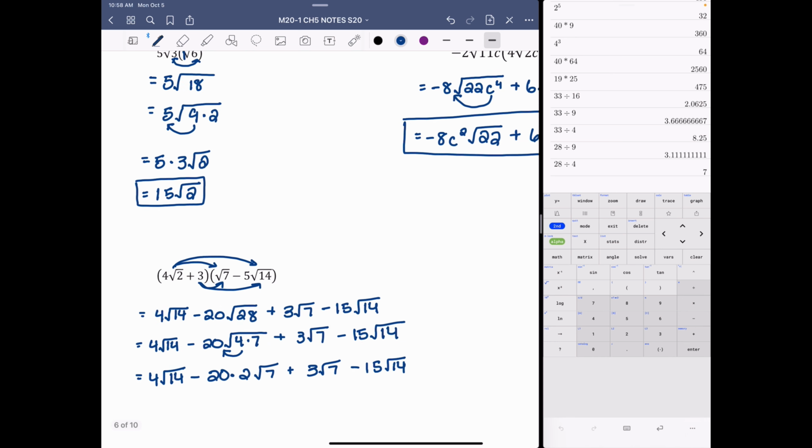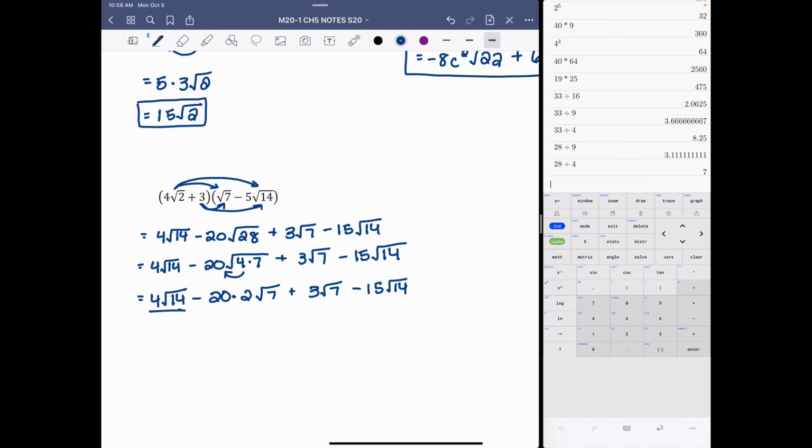Then we can combine our like terms. I have root 14, and then I have root 7, root 7. Root 14 minus 15 root 14 is negative 14 root 14. And then I have negative 5 times 2 is negative 10 root 7 plus 3. So negative 10 plus 3 is negative 7 root 7. There's our simplified answer.